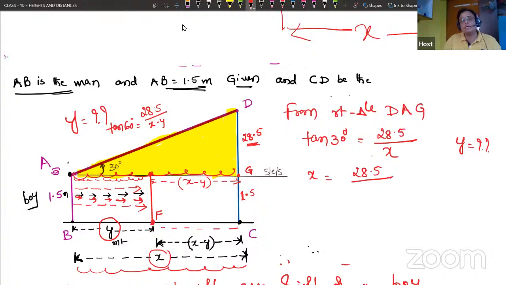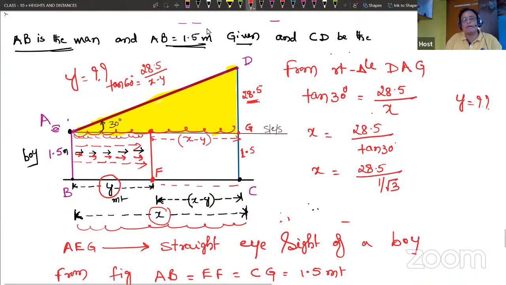28.5 upon tan 30. And x is equal to tan 30 value, 28.5 divided by tan 30, where tan 30 is 1 by root 3. So x is equal to 28.5 into root 3 meters.